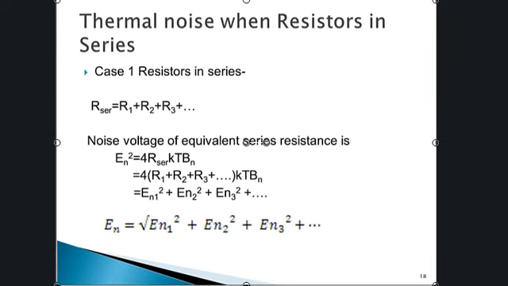Thermal noise can be measured when resistors are in series and when resistors are in parallel. We know that if the resistors are in series, then we can find the equivalent resistance R1 plus R2 plus R3 and so on. So the noise voltage of the equivalent series resistance is En square equal to 4R series equivalent kTBn, and hence we can find En, which is the square root of En1 square plus En2 square plus En3 square and so on.